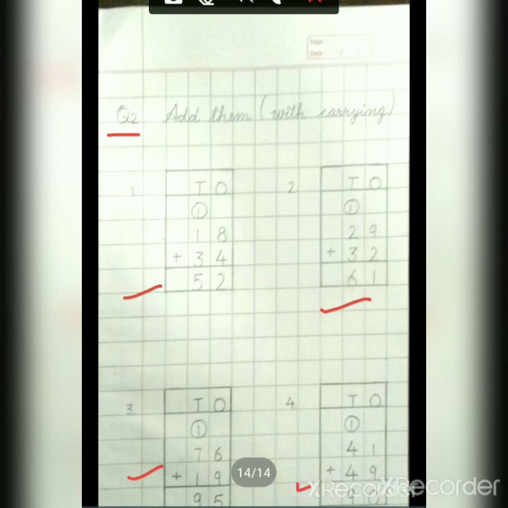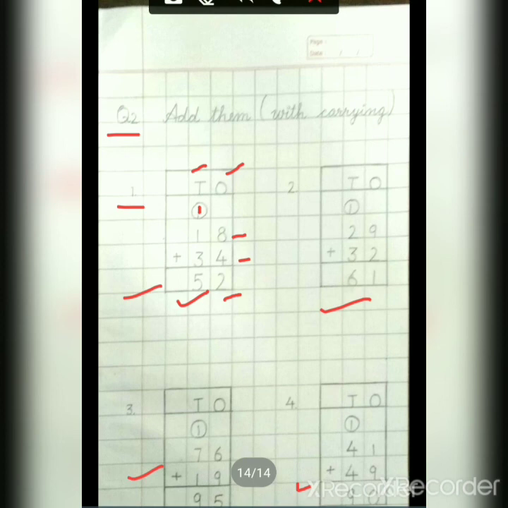So first you can see I have written 1. T represents tens and O represents ones. So you will add 8 plus 4 is equal to 12. 2 I have written here and 1 carry. After that 3 and 1 is 4, and 1 carry 5. So answer is 52. So in the same way you will also complete your copy.